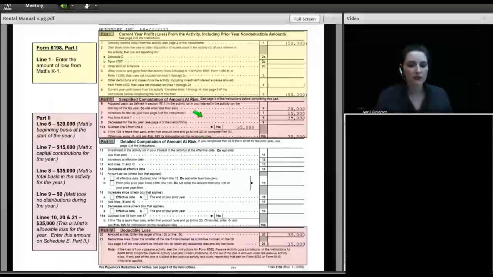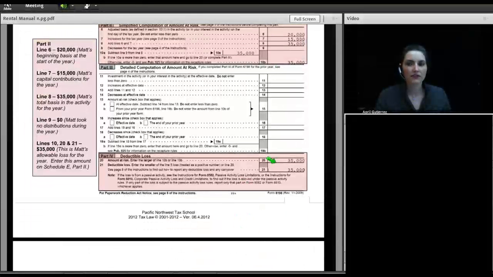We then go into Part 2 of the form and enter his basis at the beginning of the year, which is $20,000. On line 7, we enter the amount of capital he contributed during the year, and on line 8, we total that up. That is his basis or at-risk amount for the year. He has no other decreases for the year directly, so we have $35,000 as his at-risk amount. Therefore, $35,000 is the deduction he will be allowed to claim.